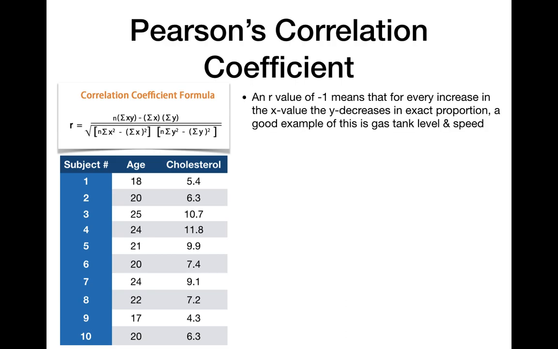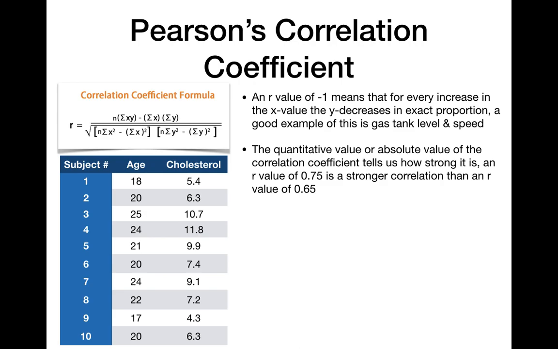So if you have an R value of -1, that means for every increase in the X value, the Y value will decrease. A negative correlation is one increasing while the other is decreasing, in an exact proportion if the R value is -1. For example, with gas tank level and speed, as you increase your speed, your gas tank level should decrease in equal proportion to how fast you're going.